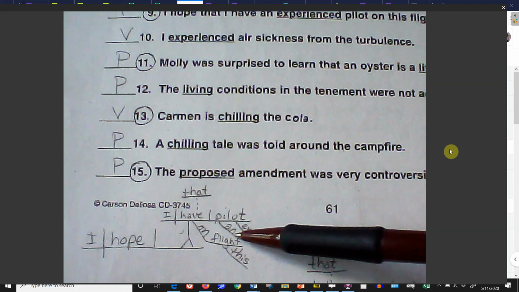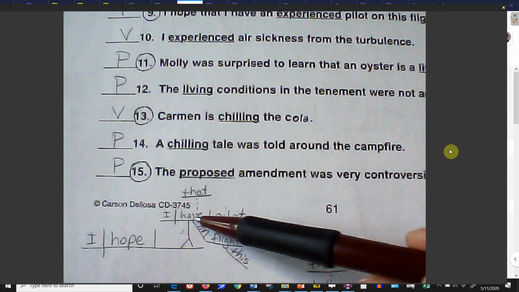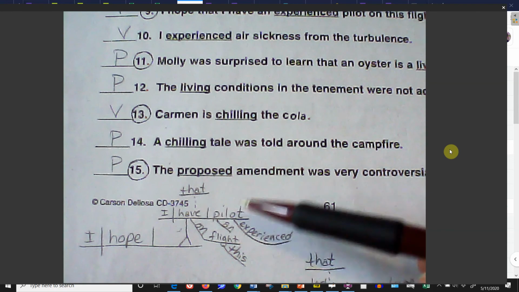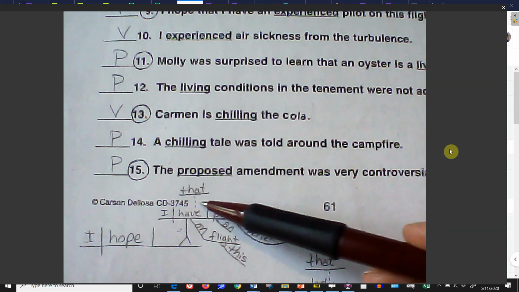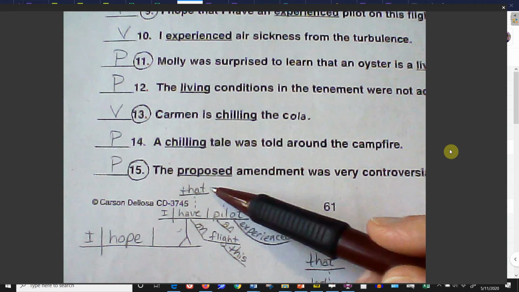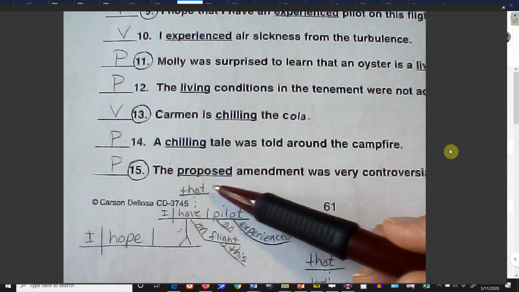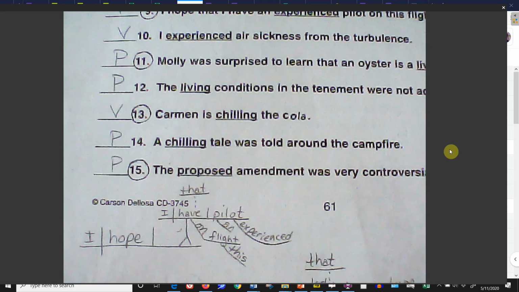What kind of pilot? And experience, and that goes on the curvy line. Where? On flight. Which flight? This flight. And then remember, if the relative pronoun that starts, or if there's a there or that or something like that, relative pronoun or other word that doesn't seem to really do anything in the clause, it gets its own little platform and gets a dotted line to the verb.